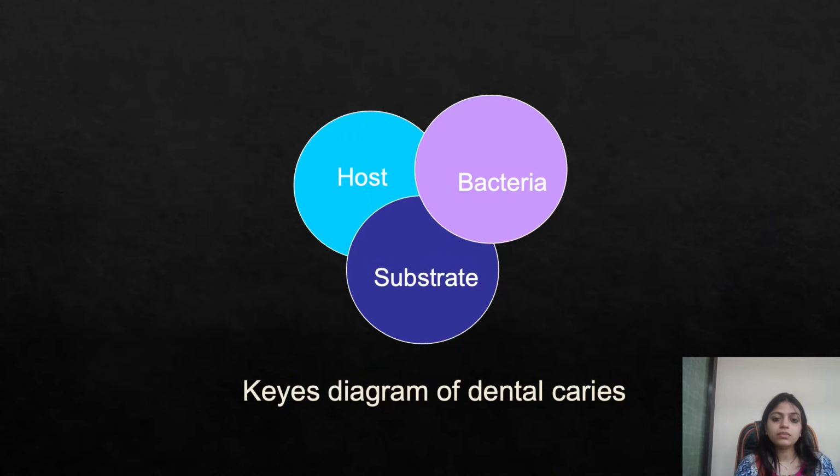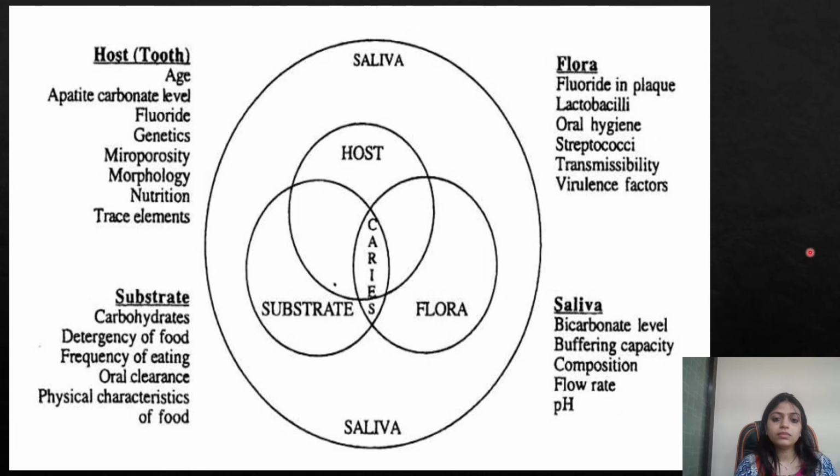Now this is the basic Keyes diagram of dental caries, in which he stated that it is the host, bacteria, and the substrate, all three need to be present to cause dental caries. This was the previous model, and then it was modified, in which time is also included, as well as saliva. So here this states that host, substrate, and flora, microflora, that is microorganism, substrate, that is carbohydrates, and host, which is tooth surface. All three need to be present, and also the saliva plays an important role.